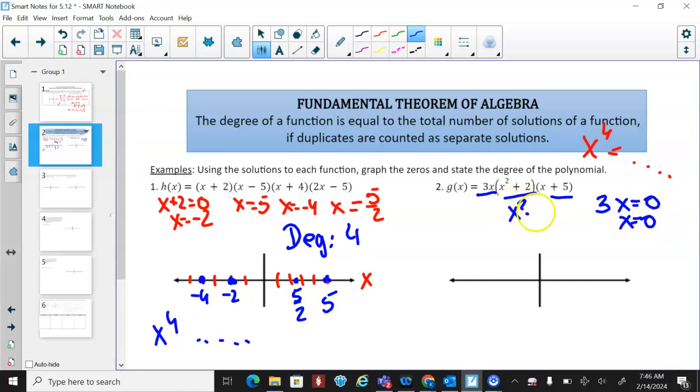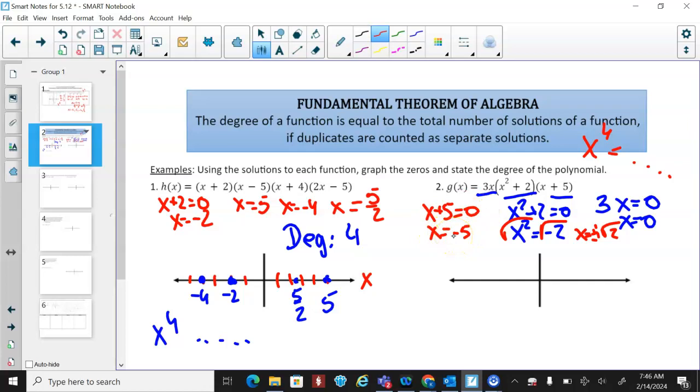Okay, x squared plus 2 equals 0. X squared equals -2. Okay, so if I take the square root of this, what is that going to give me? An i, correct. So x will equal plus or minus i root 2, okay? And then the last one, x plus 5 equals 0, so x will equal -5, okay?